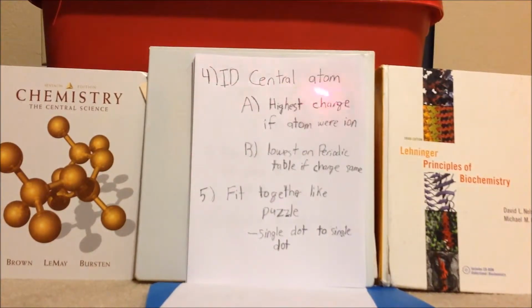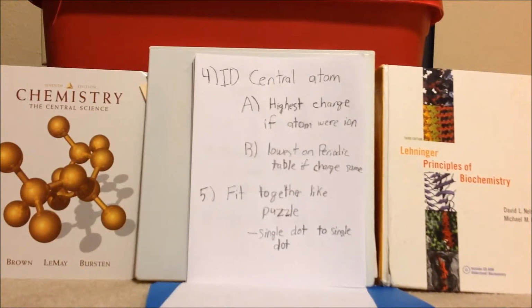In other words, what atom is going to have all the other things surrounded and bonded to it. The way to do this is pick the highest charge if the atom were an ion. That generally means something like carbon, which if it were to become an ion would become plus or minus 4. That's higher than oxygen, which if it were to become an ion would become a minus 2. Therefore carbon would be higher than oxygen.